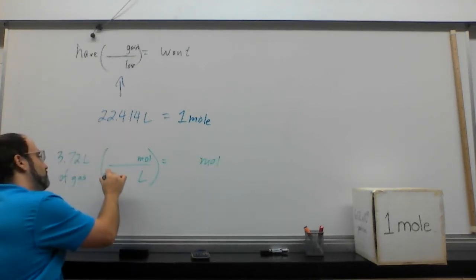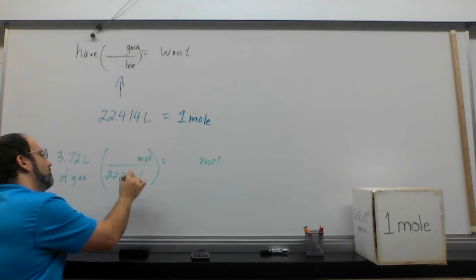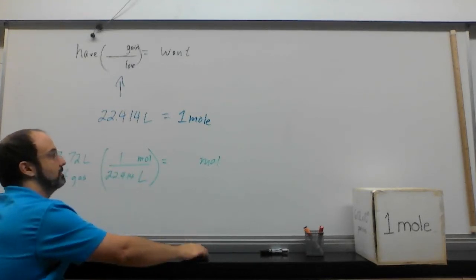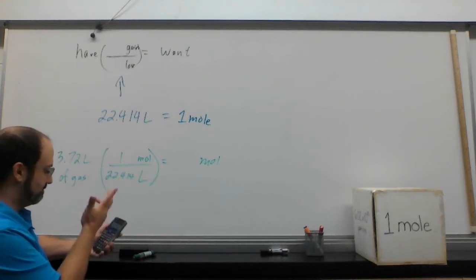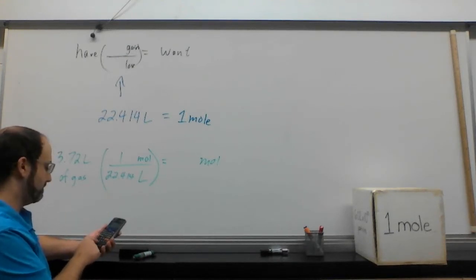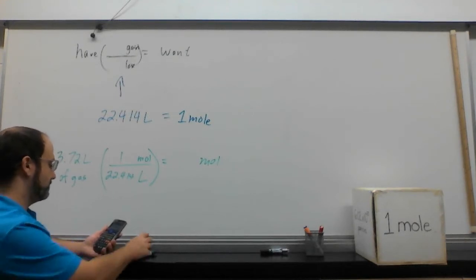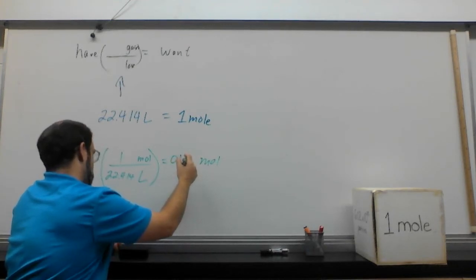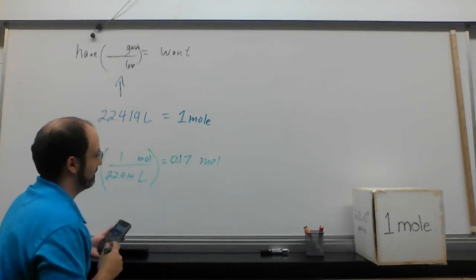Well, 22.414 liters is 1 mole. And that's it. That's all we have to do to set this up. And then we just type in our numbers. 3.72 times 1 divided by 22.414 equals 0.17 moles of gas.